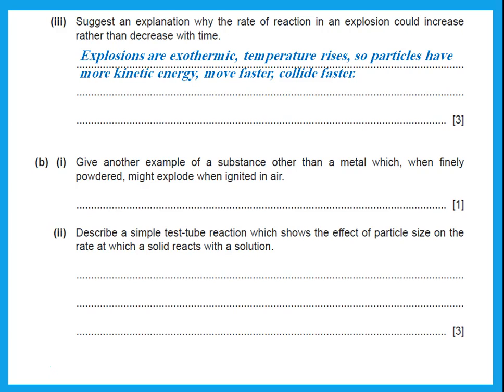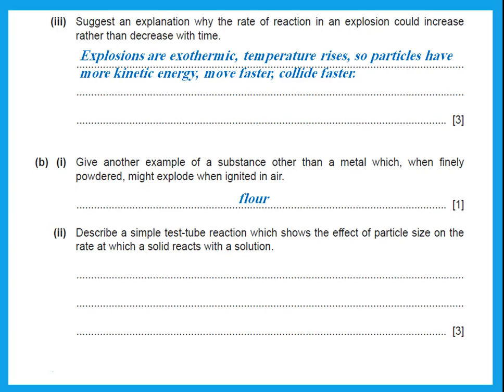Okay, give another example of a substance other than a metal which, when finely powdered, might explode when ignited in air. Now, I didn't mention that in the explanation, but it is in the notes. Flour mills. Flour mills are factories that make flour. Do you understand the meaning of flour? Flour, F-L-O-U-R, is what we use to make cake and bread and things like that.